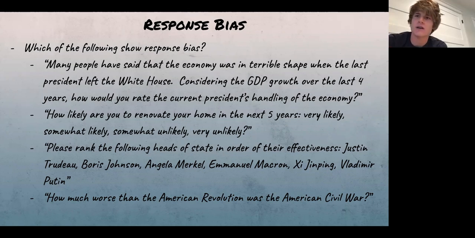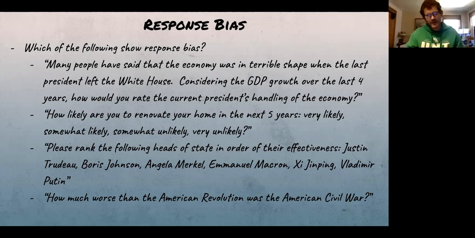I'd say it's biased just because it's assuming that the Civil War was already worse than the American Revolution. Okay. Yeah, that's one source of bias there, absolutely. I agree. Anything else going on that would lead to response bias here?